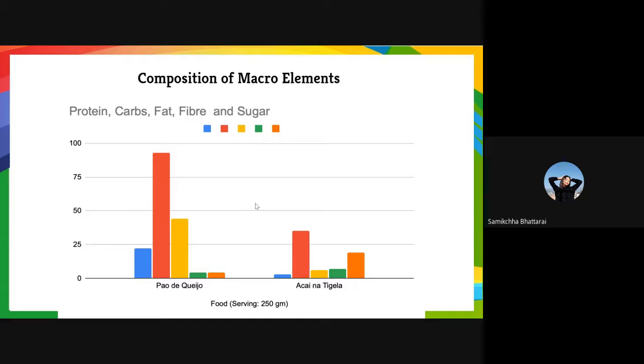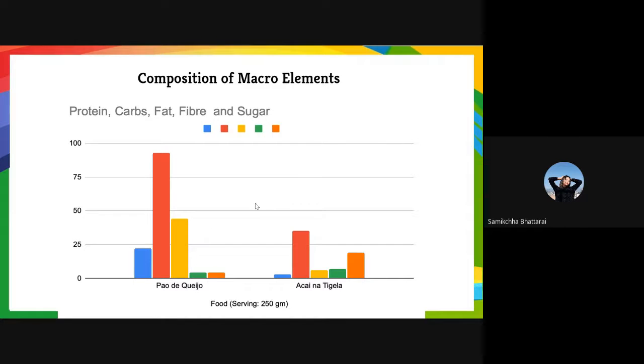I have a bar diagram on your screen, and protein was very high in Pao de Queijo in comparison to carbs, fat, fiber, and sugar. Açaí na Tigela also had carbs. It had carbs maximum in comparison to protein, fat, fiber, and sugar.